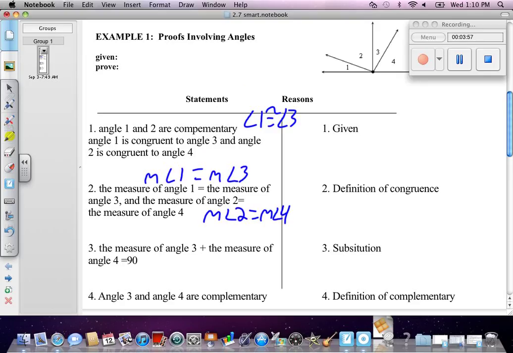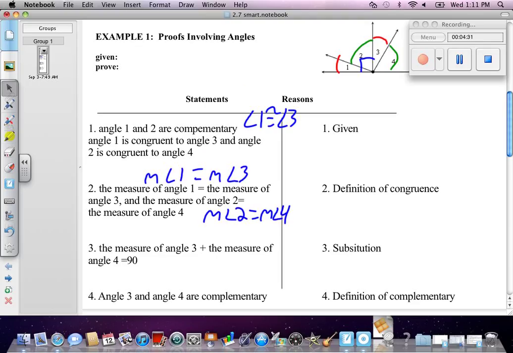Angle 1 and angle 2 form 90 degrees. Okay? We know that angle 1 and angle 3 are congruent. And we know that angle 2 and angle 4 are congruent. And what I'm trying to prove is that 3 and 4 are complementary. So the first thing I did is write down all the givens. The givens right above it, you can write it down just like that. Then I used definition of congruence to change it from congruent to equal.